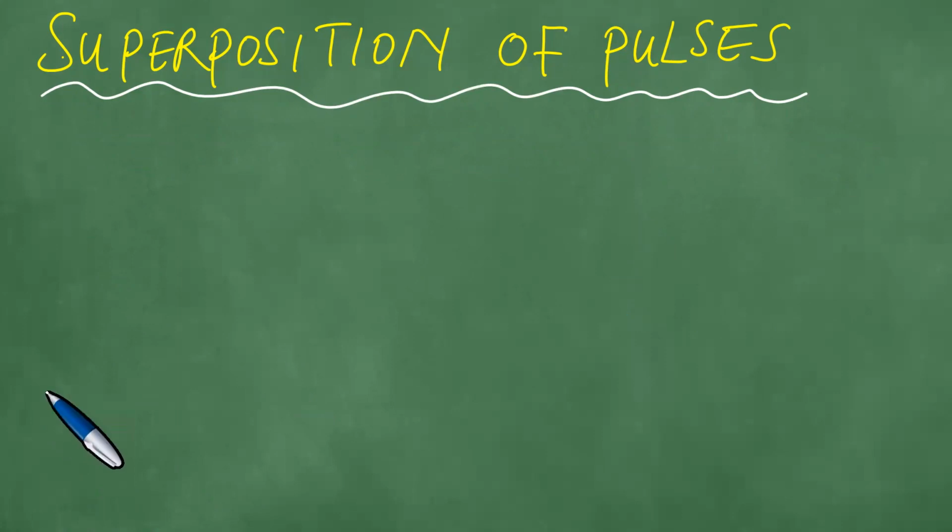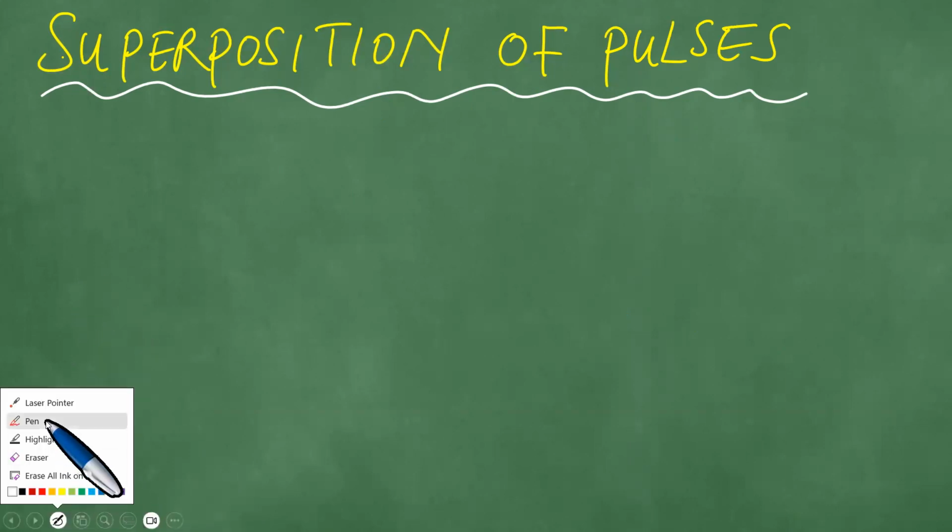Okay, now the superposition of pulses becomes extremely important. But first, we describe what we call interference. What is interference?